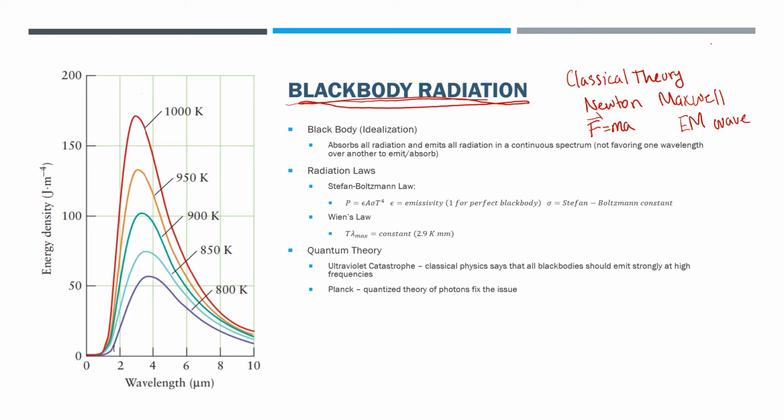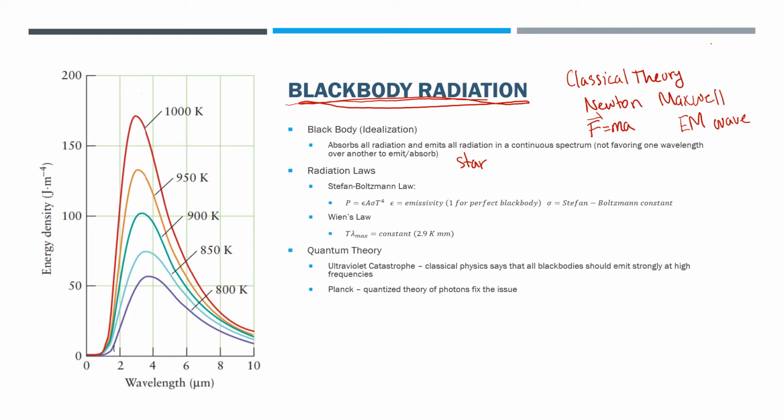So let's talk a little bit about blackbody radiation, and first let's define what exactly is a blackbody. A blackbody is an idealization, and it's something that absorbs all radiation and emits all radiation in a continuous spectrum, and it doesn't favor one wavelength over another to emit or absorb. A really good example of a blackbody is a star. So a star basically absorbs all radiation and emits all that radiation back, and it doesn't reflect anything.